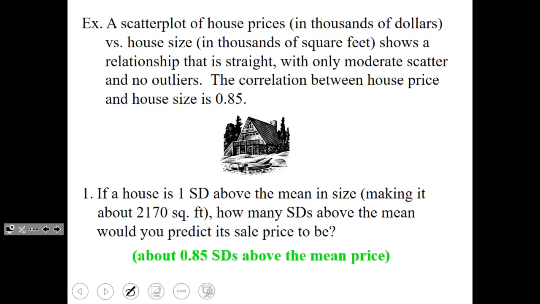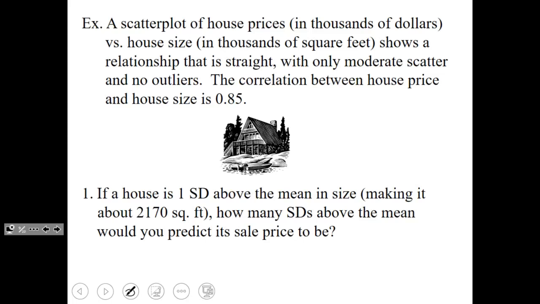Let's say I have a scatter plot of house prices in thousands of dollars versus house size. The relationship is straight, with some moderate scatter and no outliers. The correlation between house price and house size is 0.85. So if a house is one standard deviation above the mean in size, making it about 2,100 square feet, how many standard deviations above the mean would I predict its sale price to be?